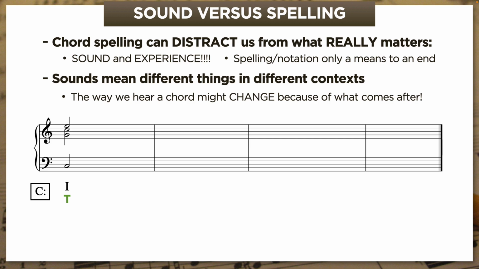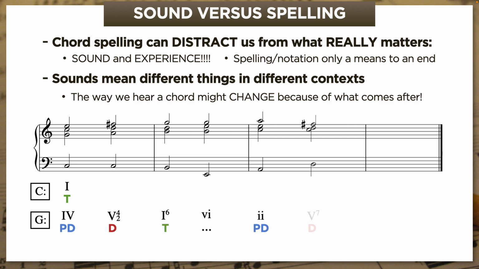But if it continues like this, and we modulate to G, things change a bit. Listening backwards, so to speak, it's clear that the opening chord is a pivot, and that we can also hear it as 4 in G major.